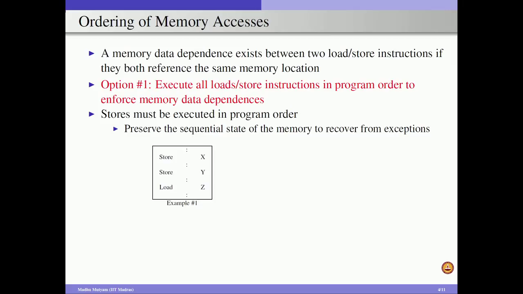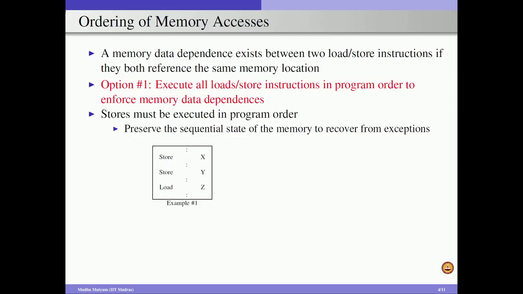Now we will consider two examples. The first example is a piece of code consisting of a store instruction writing to a memory location addressed X. There is a store instruction after some time writing some data to an address location Y in the memory, and after some time there is a load instruction in the program which is going to read data from an address location Z. Clearly, this load instruction is independent of these store instructions.